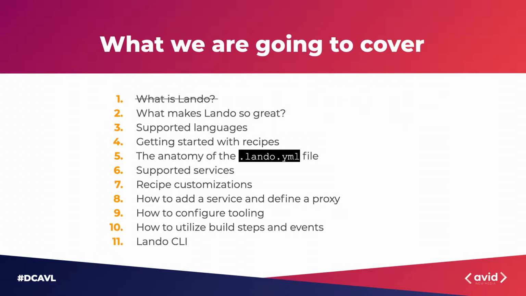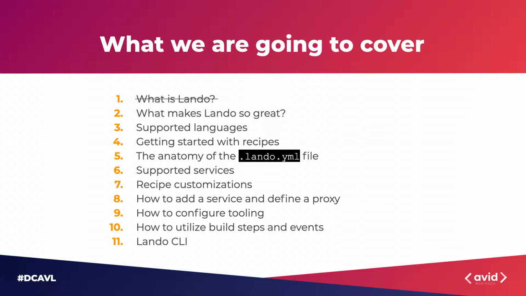We're going to talk a little bit about what makes Lando so great, why you would want to potentially leverage it over a local LAMP stack or something like MAMP, if you guys are familiar with that, and how it can make things a whole lot easier for you, what languages are supported out of the box with Lando, and how you can get started with recipes. We're going to go through the process of configuring and modifying a Drupal 8 recipe to show you really what you can do with it out of the box with very little to no configuration at all.